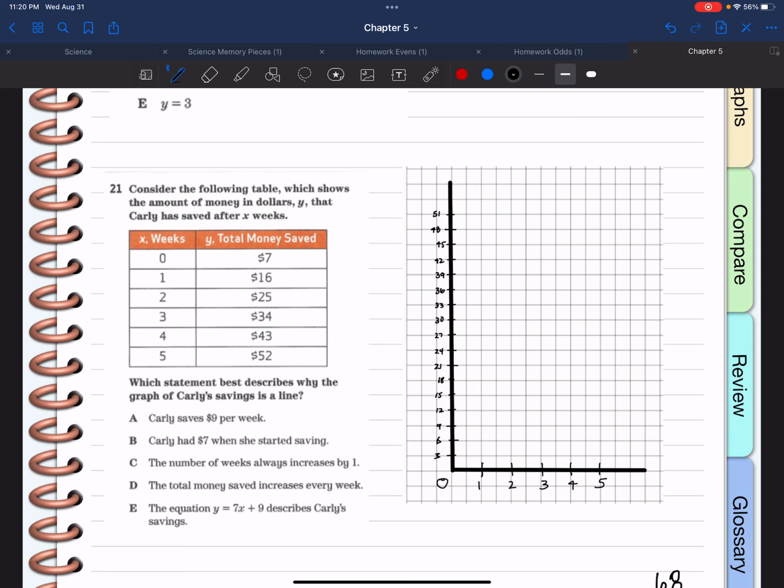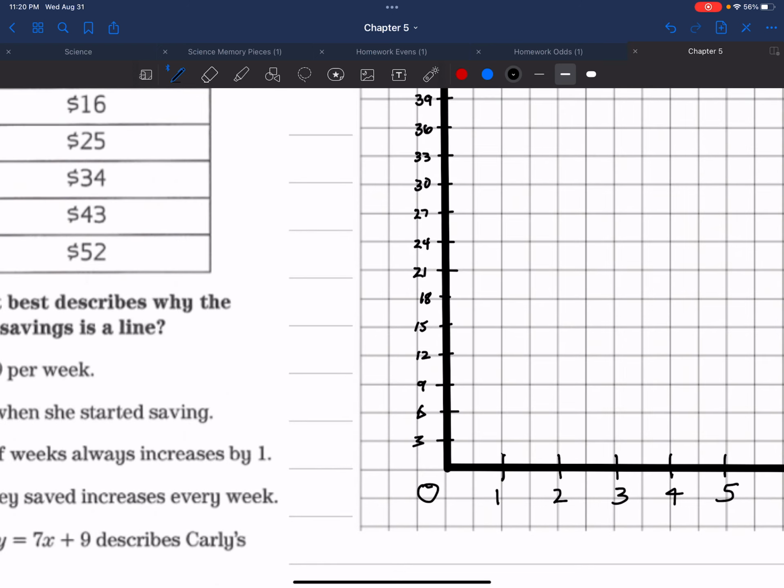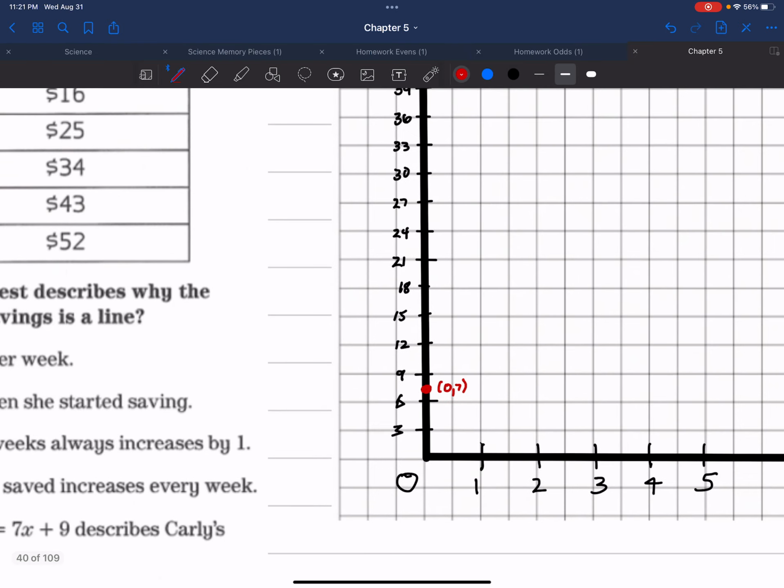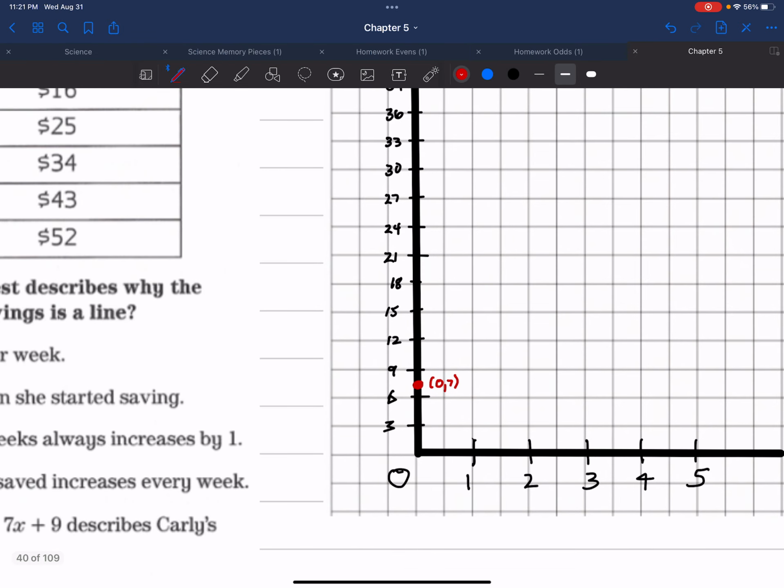Okay, so at 0 weeks, she already was starting with $7. She must have had that left over from something, maybe tips or some money left over. So at 0 weeks, she had $7. At 1 week, she was up to $16.